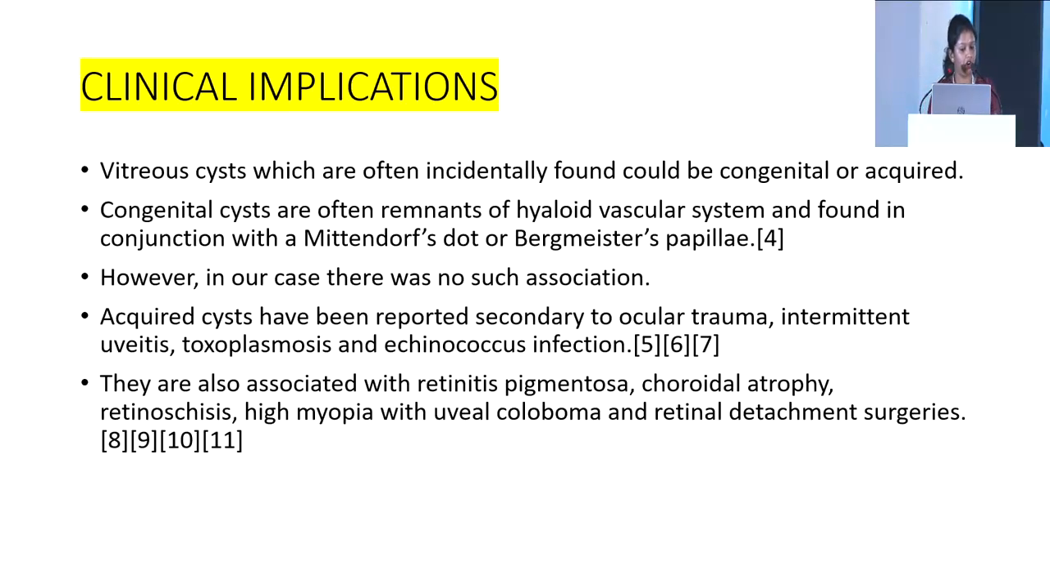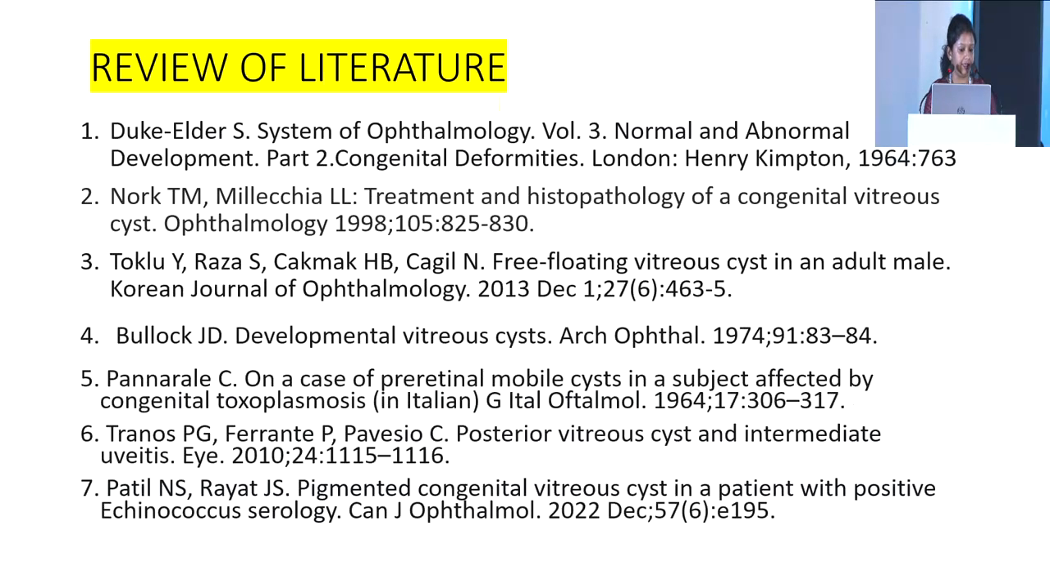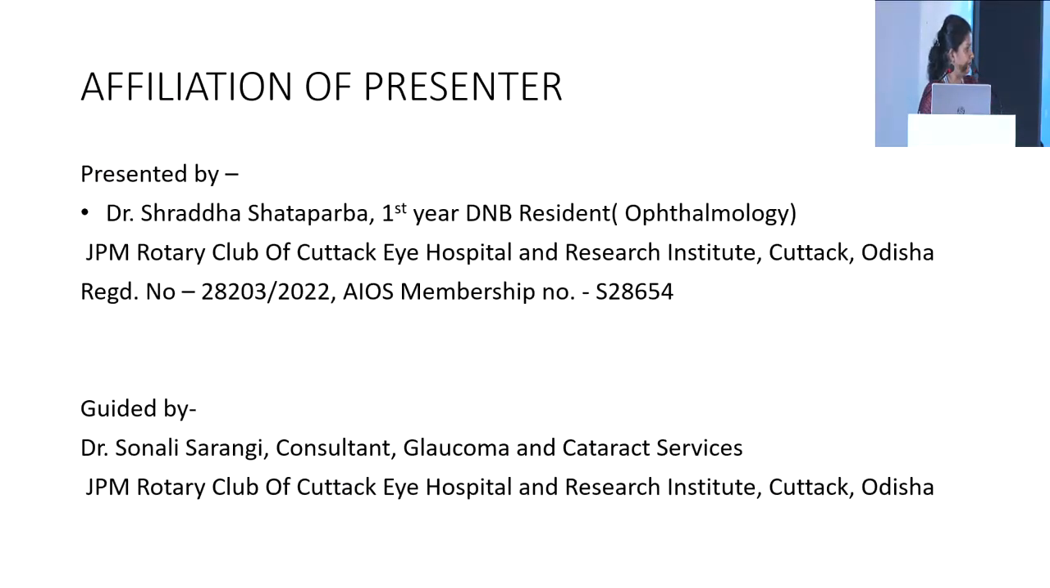They can be congenital or acquired. If acquired, they can be reported secondary to ocular trauma, intermittent uveitis, toxoplasmosis, and echinococcus infection. They could also be associated with retinitis pigmentosa, choroidal atrophy, retinoschisis, high myopia with uveal coloboma, and retinal detachment surgeries. However, there was no such association. Congenital cysts are also considered to be remnants or choristomas of the primary hyaloid system, and they could be in conjunction with a Mittendorf dot or a Bergmeister's papilla, but there was no such association in our case. Thank you.